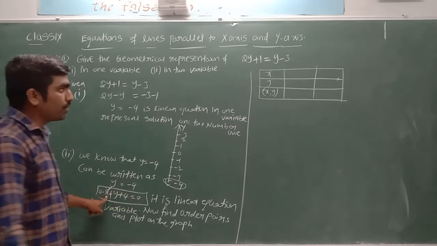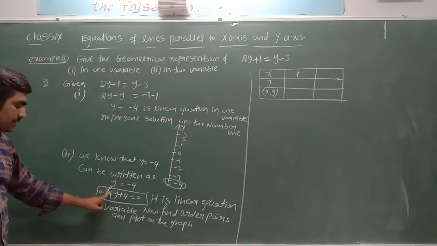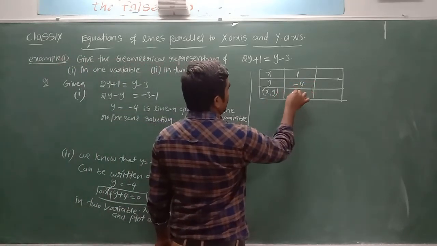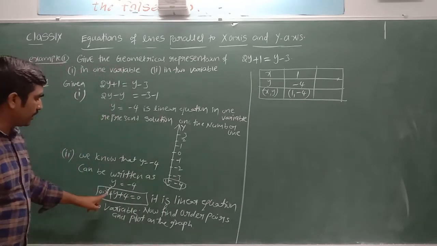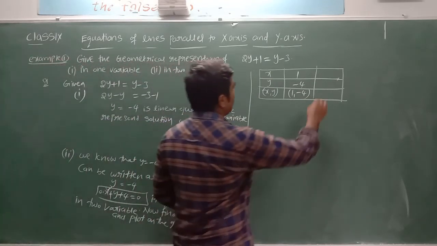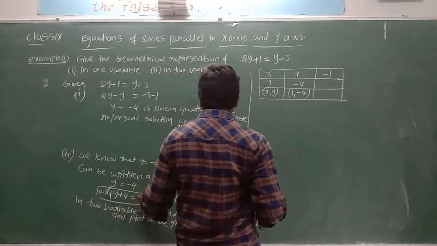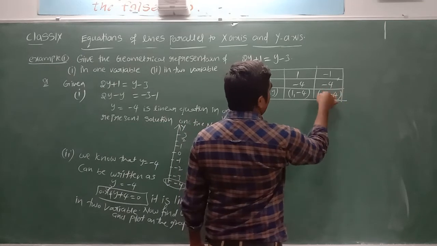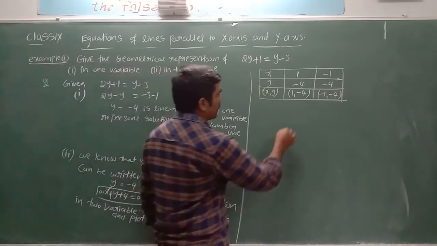Let me take x is equal to 1. 0 into 1 is 0. Y is equal to how much we get? -4. So the ordered pair is 1 comma -4. Now let me take x is equal to -1. 0 into -1 is 0. Y is again -4. The ordered pair is -1 comma -4. Now we try to plot these ordered pairs on a graph.